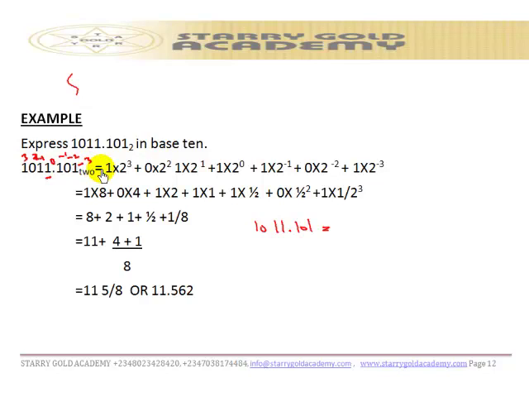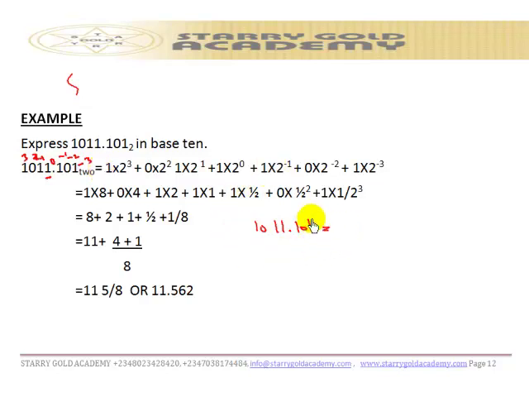This is how it works. So let's expand. I already told you to convert a number from one base to another. If you want to convert to base 10 especially, you have to first expand, then simplify. This is what you do if you want to convert to base 10.